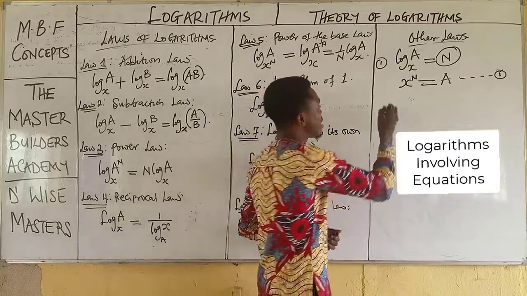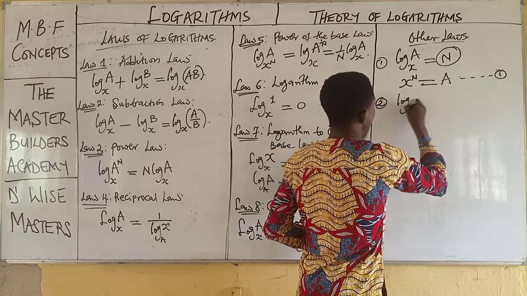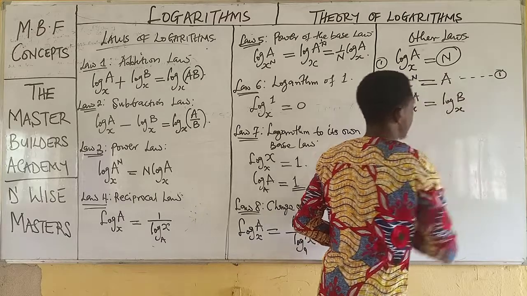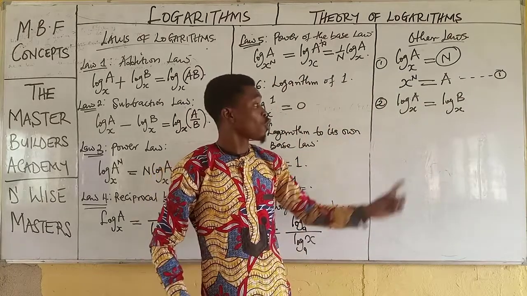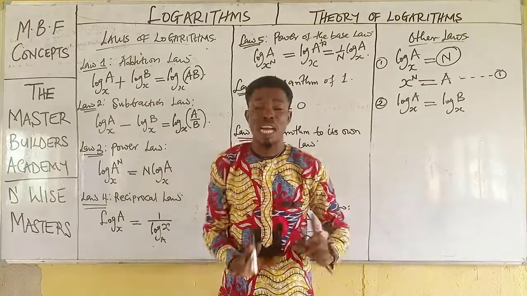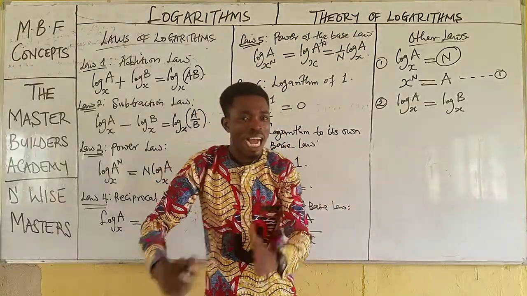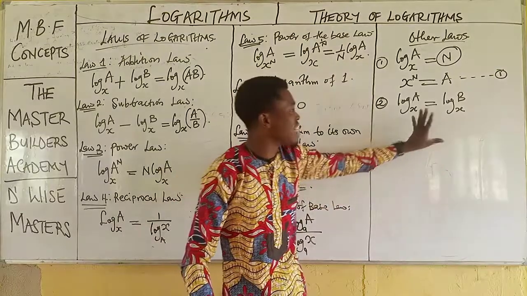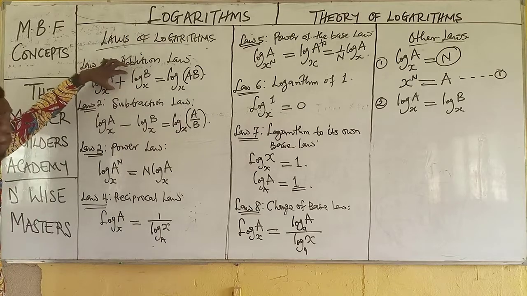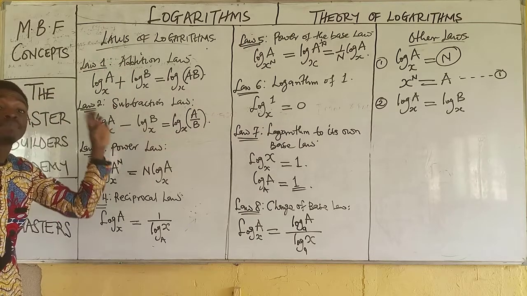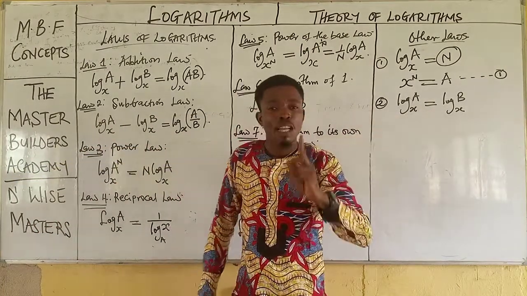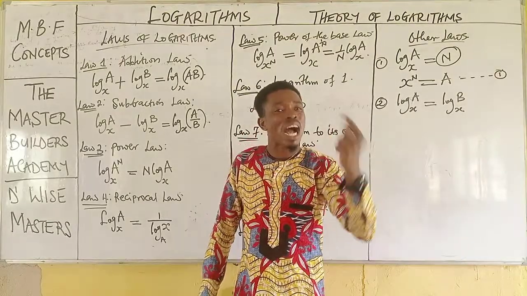Then the second but not the least law is log a base x is equal to log b base x. This is the second law. So you find out that two logs are separated with an equal to sign. In other words, you have the left hand side and the right hand side. Now these two are separated with an equal to sign, while in the other cases, these two are separated with what? Addition sign. These two are separated with what? Subtraction sign. But these two are separated with what? Equal to.